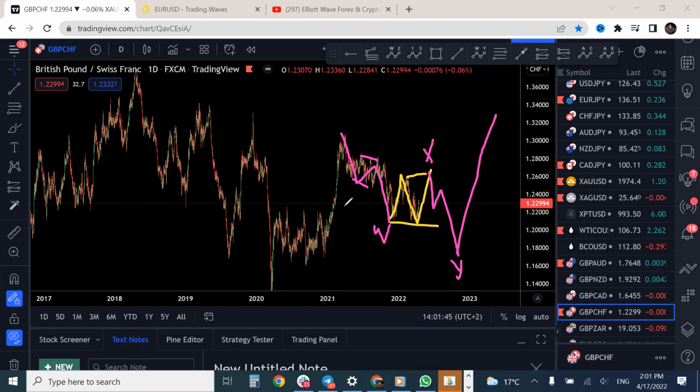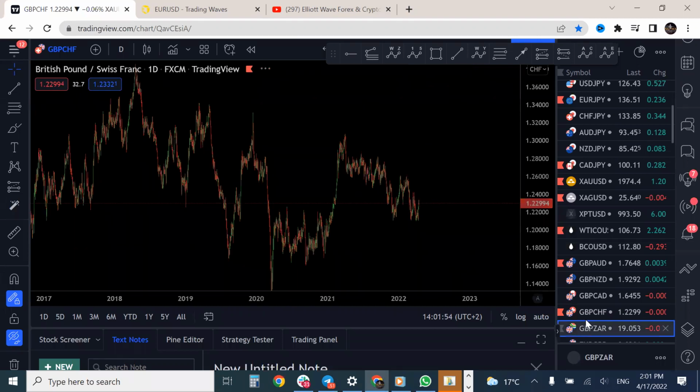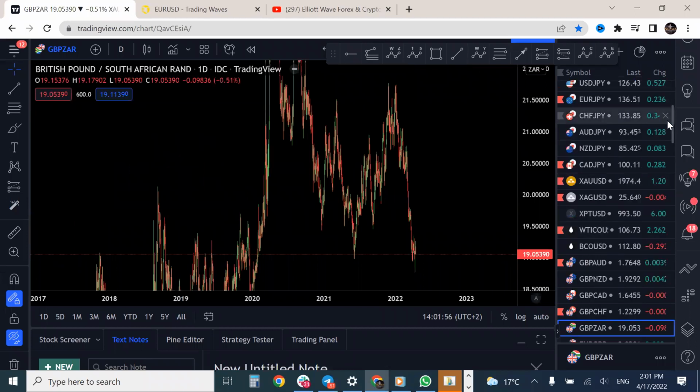So looking for this one to do that. So you can see here, that's what we have, WXY corrective structure. But we are here now. We want to see if it's going to push to the upside. That is pound CHF. Let's have a look at the rest.